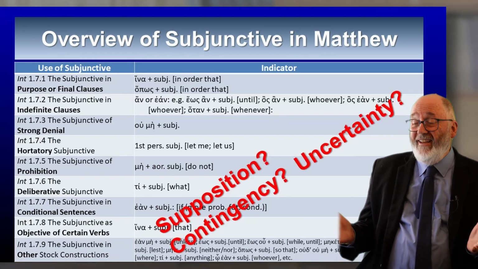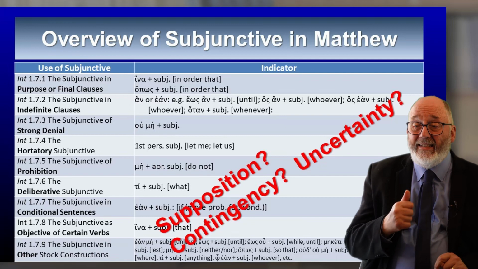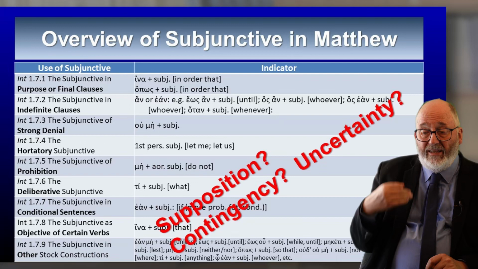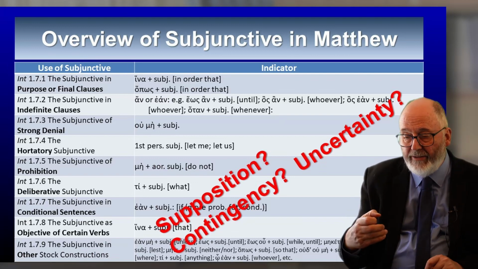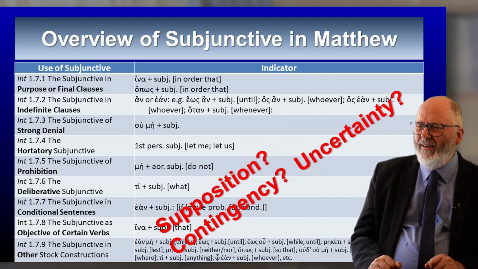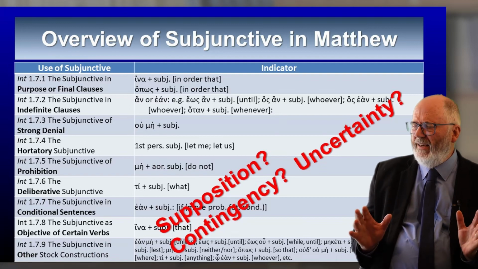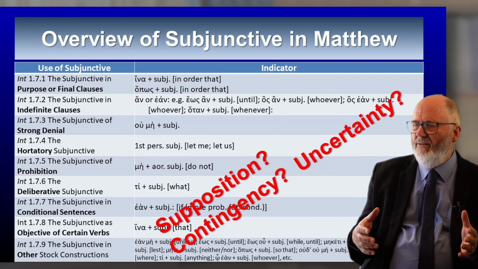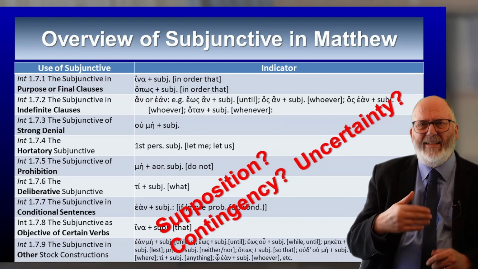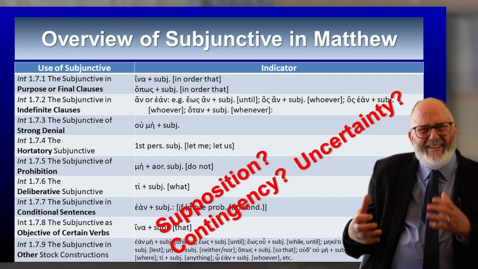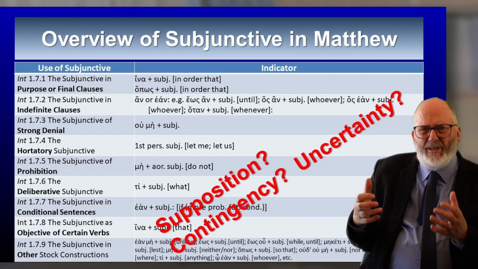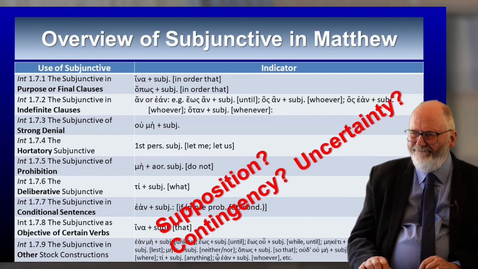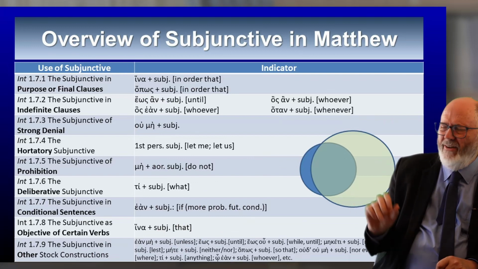And is this all supposition? Well, yes, it is in some, isn't it? In indefinite clauses, in deliberative, in conditional sentences. But what about strong denial? That's hardly contingency or uncertainty, is it? It's pretty strong. Hortatory, well, I guess so. There's an element of supposition, of contingency, of uncertainty, but I have to say my diagram is good, right?